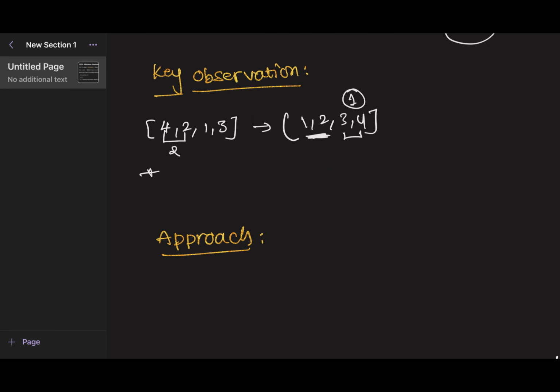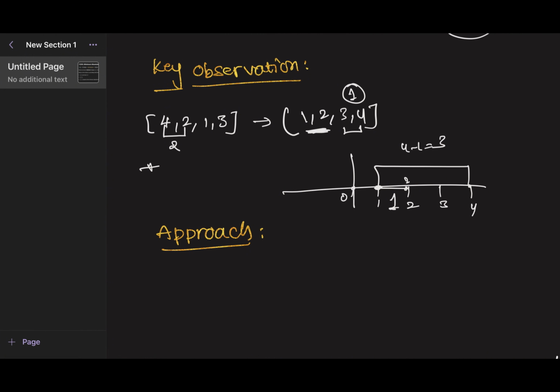Suppose it is on a graph, right? This is 0, this is 1, this is 2, this is 3, this is 4. So the distance between 1 and 4 is 4 minus 1, which is 3. But the distance between its adjacent element, which is 2, is only 1. So the minimum difference can always be found between the nearest elements, right? So we will sort the array and we will find the minimum absolute difference between the adjacent elements.